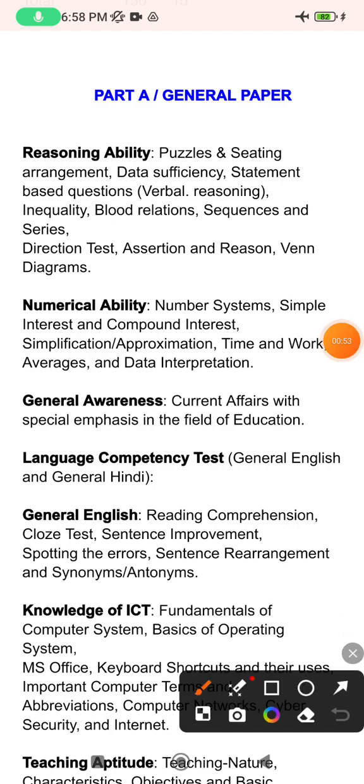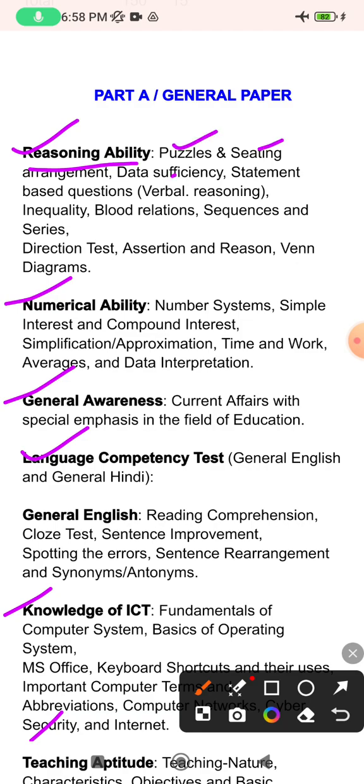In the general paper, the common subjects you will find: reasoning ability, numerical ability, general awareness, language competency, then knowledge of ICT and teaching aptitude. First, reasoning ability. Under reasoning ability, you will have puzzles, sitting arrangement, data sufficiency, statement based questions, verbal reasoning, inequality, blood relations, sequence and series, number series, alphabet and numerical series, directions, assertion and reasoning, Venn diagrams.